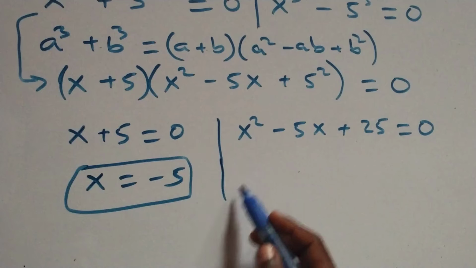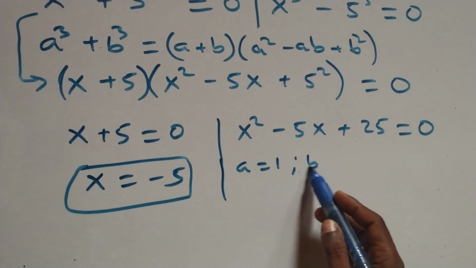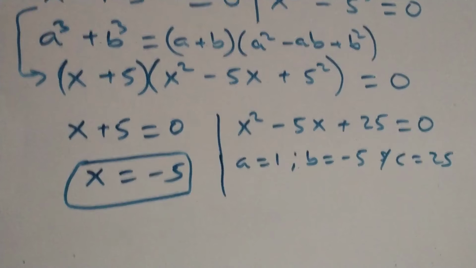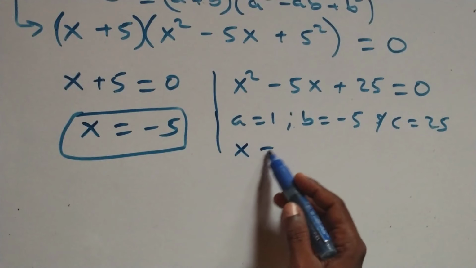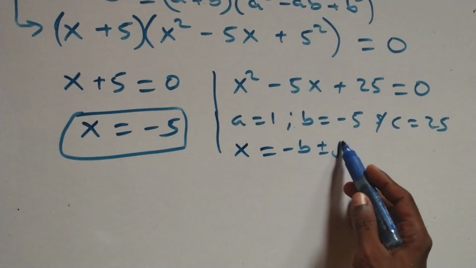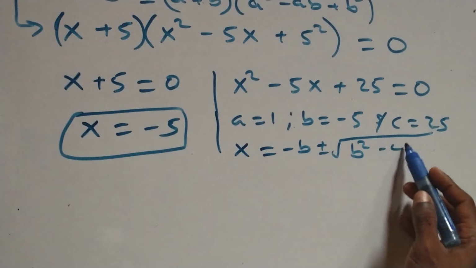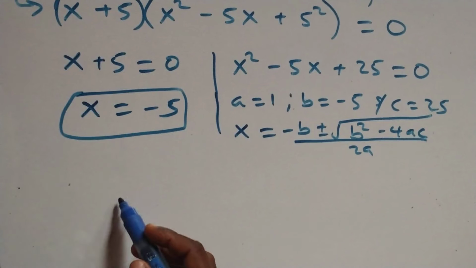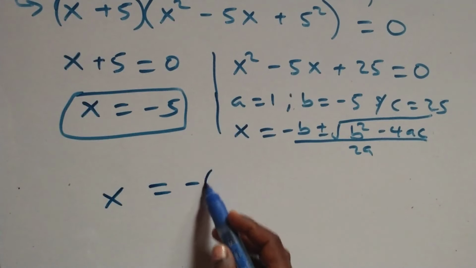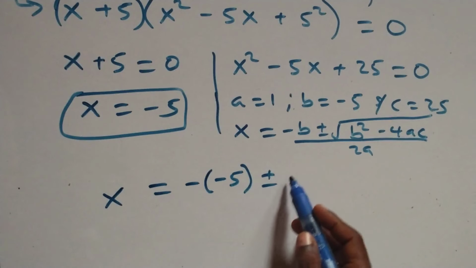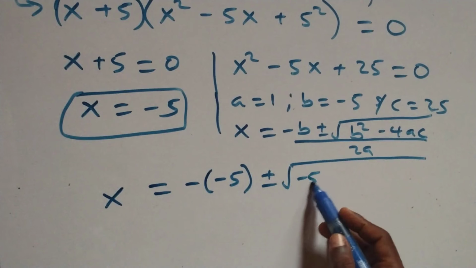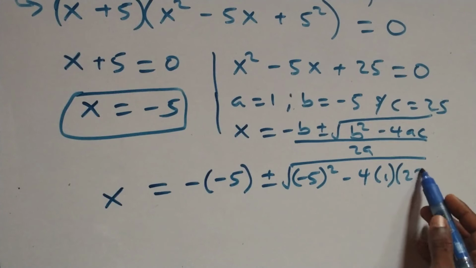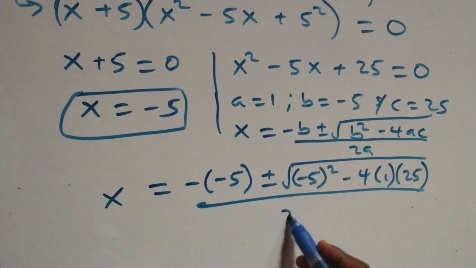Also here we have a quadratic equation where a equals 1, b equals minus 5, and c equals 25. Applying the quadratic formula, which is x equals minus b plus or minus square root of b square minus 4ac all over 2a. That is, here we have x now equals minus of minus 5 plus or minus square root of minus 5 squared minus 4 times 1 times 25 all over 2 times 1.